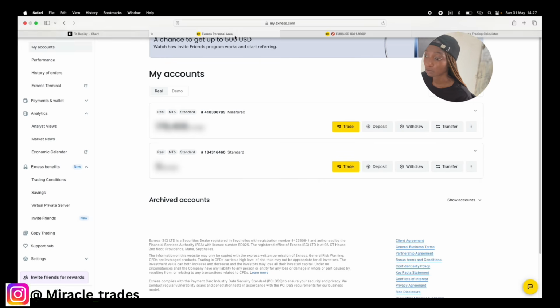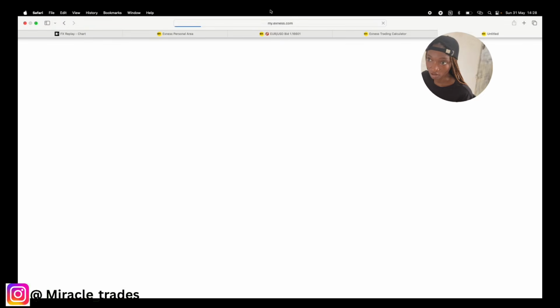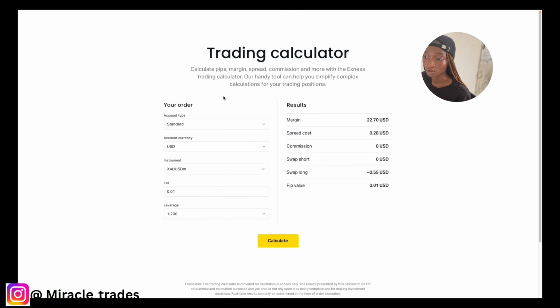So if we go to the broker I use here, you also want to calculate and know more about the currency that you're trading. Here is a calculator in the Exness terminal that can actually help you.